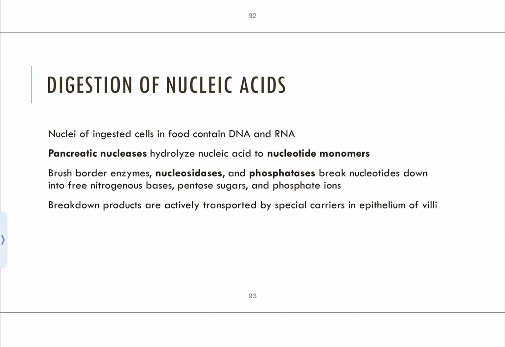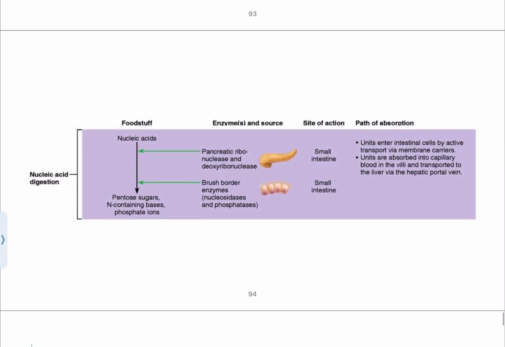We also have brush border enzymes that are going to help continue with the breakdown. So they can basically break down nucleotides into their three components, which is a pentose sugar, a phosphate, and a nitrogenous base. Then we're going to take those breakdown products and transport them across the enterocyte.